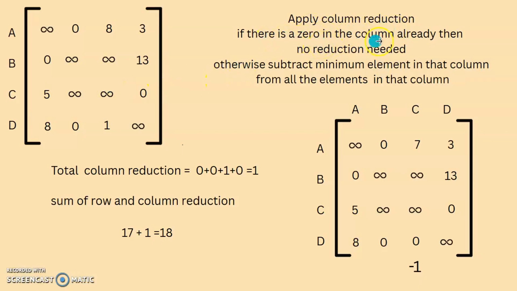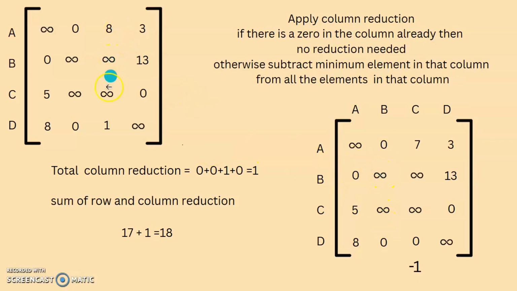If there is a 0 in the column already, then no column reduction is required. Otherwise, subtract the minimum element in that particular column from all the elements in that column. For example, in this matrix, the first column contains 0, so no column reduction is required. You copy the elements as they are. And the second column also contains 0, so no column reduction is required. You copy the elements as they are.